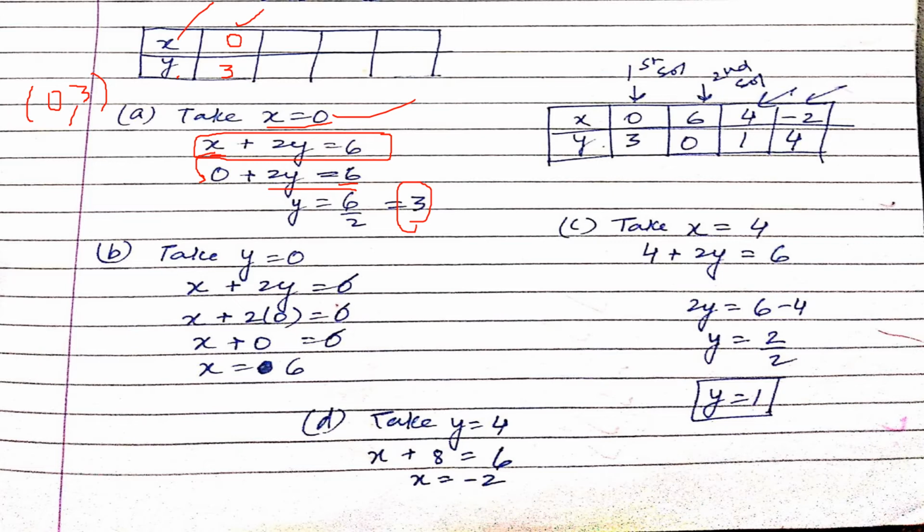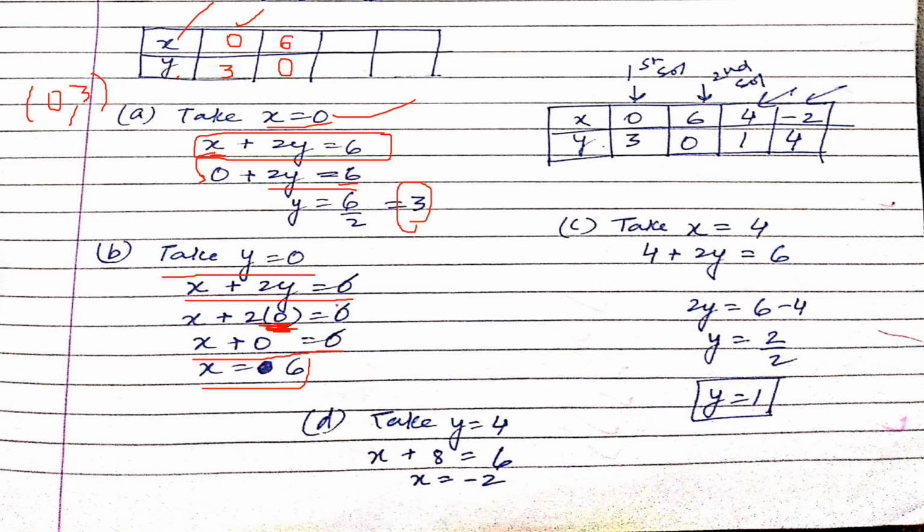Now next I have taken y as 0. So let's put y equal to 0 in this case. When you take y as 0, we will try to find what should be the value of x in that case. So x plus 2y equal to 6 is the equation. I have put y equal to 0 in brackets, as I have told you. So x plus 0 is equal to 6. So it is actually x equal to 6 only.